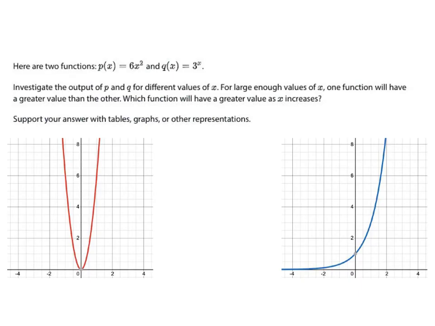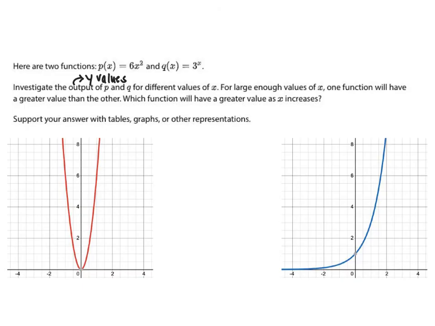So here are two functions, p of x and q of x. You remember that's how we say them. Investigate the output, which would be the y values of p and q for different values of x. For large enough values of x, one function will have a greater value than the other. Which function will have the greater value as x increases? Support your answer with tables, graphs, and other representations.